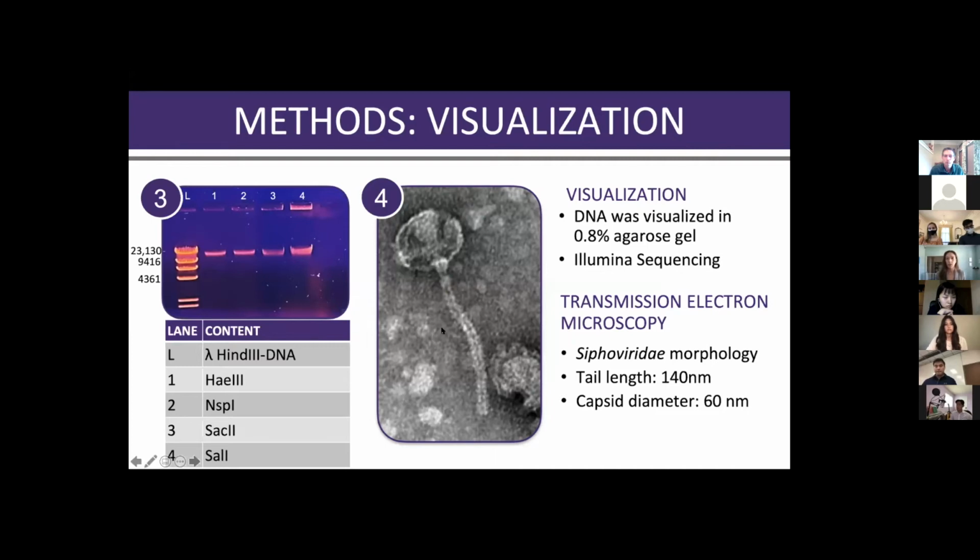The high volume lysates we collected were attached to a 300 mesh copper grid and negatively stained with 1% uranyl acetate for transmission electron microscopy visualization, which revealed Siphoviridae morphology, a capsid head diameter of approximately 60 nanometers, and a tail length of approximately 140 nanometers.